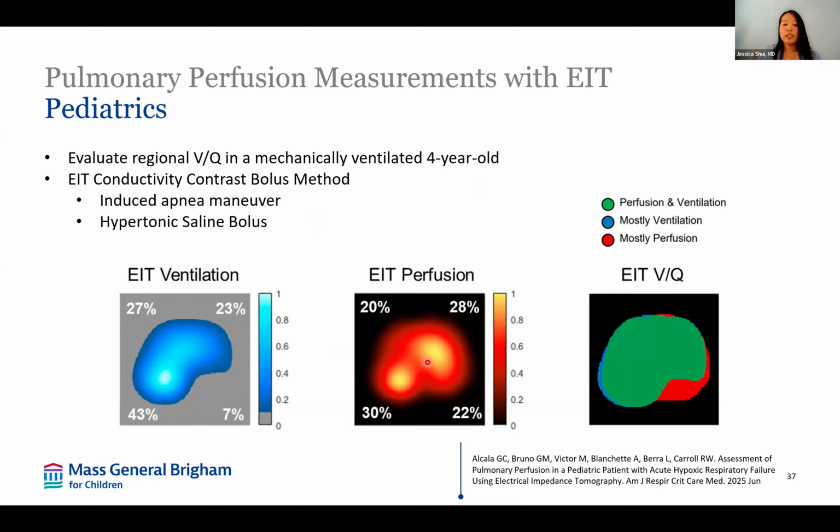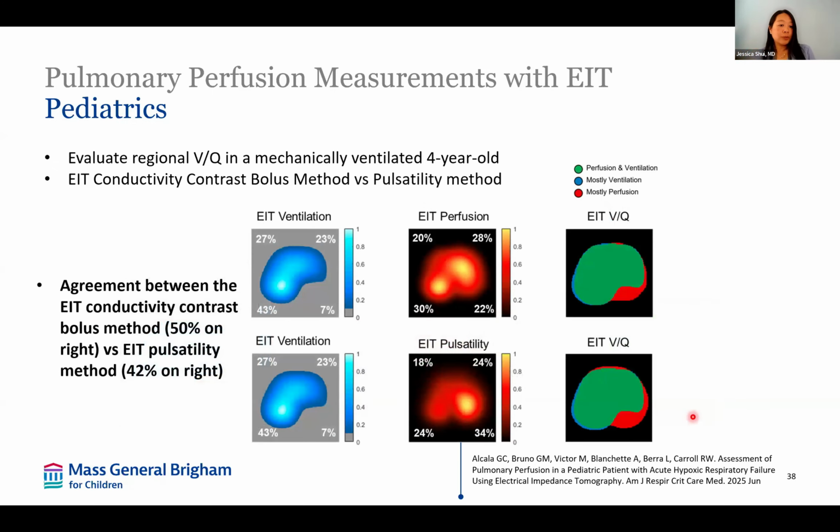And when you overlap the ventilation and perfusion maps, that's how we generate this EIT ventilation perfusion map to show areas where there is mismatch. And here green represents well matched, versus blue, which is dead space, mostly ventilation, versus red, where there's mostly perfusion, like from intrapulmonary shunting.